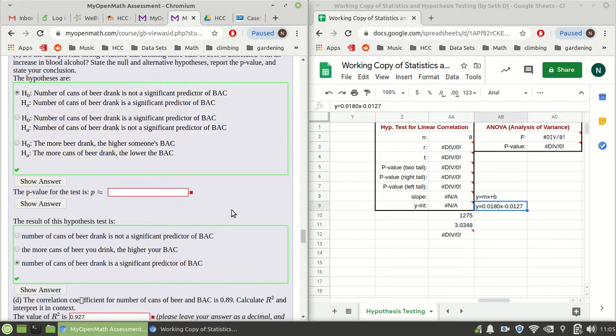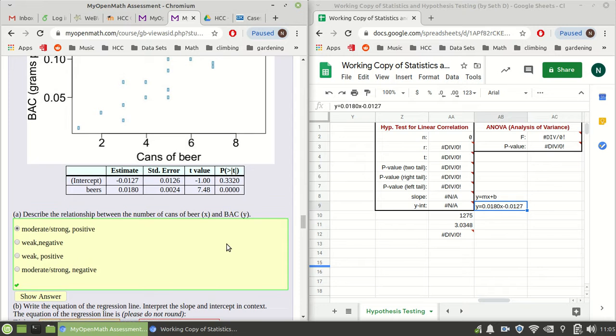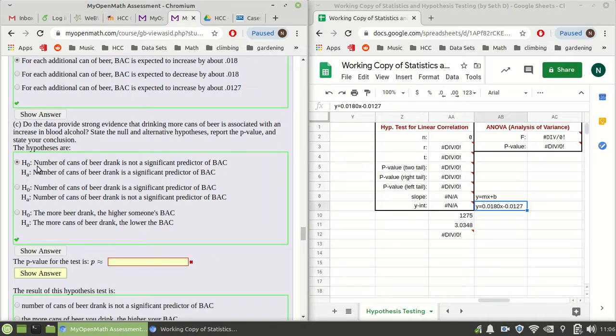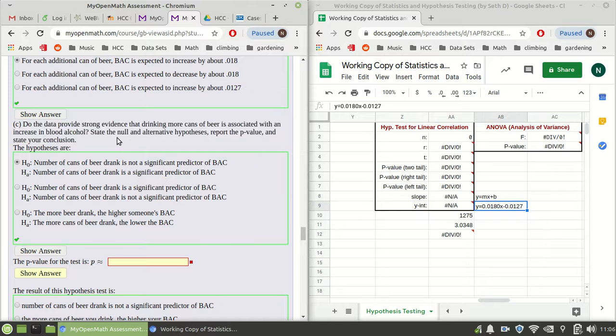The p-value for this test. Well, let's scroll back up here and find our p-value for this test. Sorry, we should read the test first. The number of cans. So here, do the data provide strong evidence that drinking more cans of beer is associated with increased blood alcohol? So we would assume that our null hypothesis is that no, right? The number of cans of beer drank is not a significant predictor of blood alcohol content. And then the alternative hypothesis is what we're going to show. The number of cans of beer drank is a significant predictor of blood alcohol content.